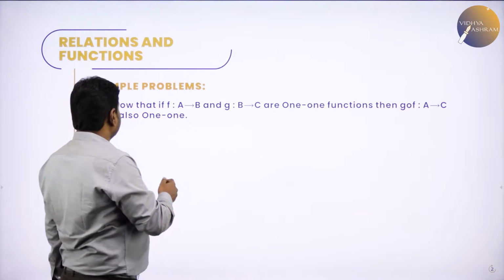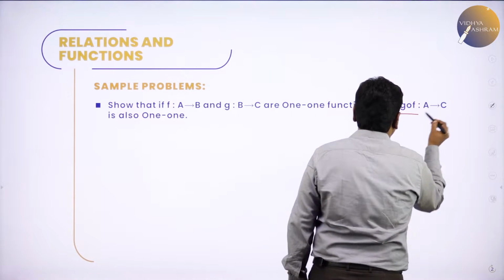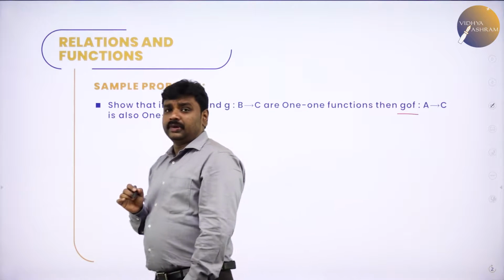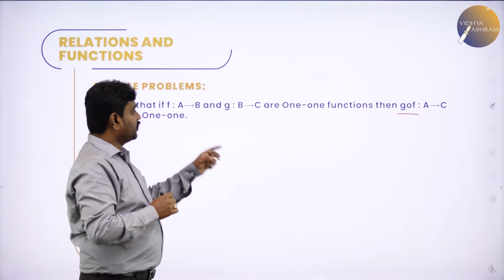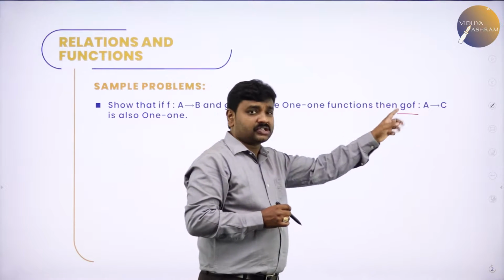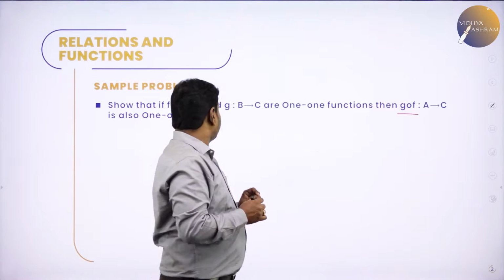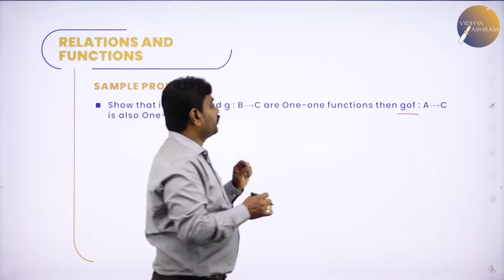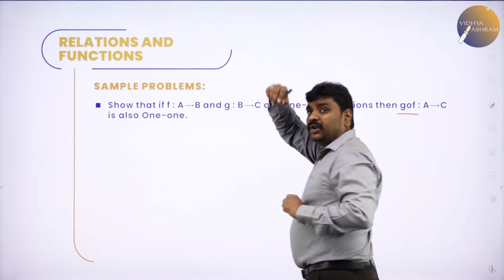They are asking you to prove GOF is 1 1. They told F is 1 1 and G is 1 1. They are asking you to prove GOF is also 1 1. So now all of you know what is meant by 1 1. All of you know the method of proving 1 1.